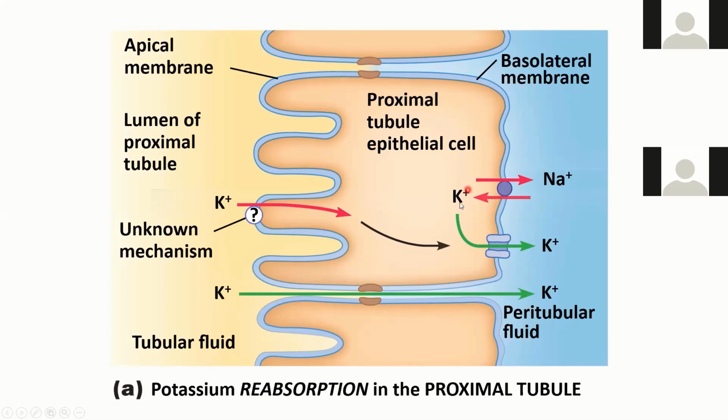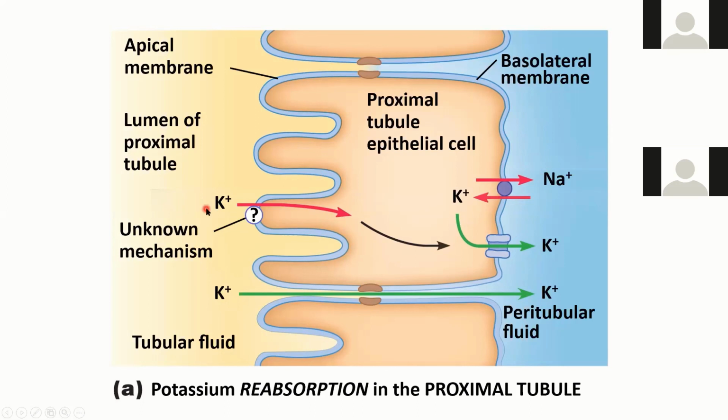We also have in that basolateral membrane channels for potassium. So it basically leaks potassium back out, right? We actively pump potassium into the cell, but then it can move down a concentration gradient back out of the cell. This is kind of a loop.